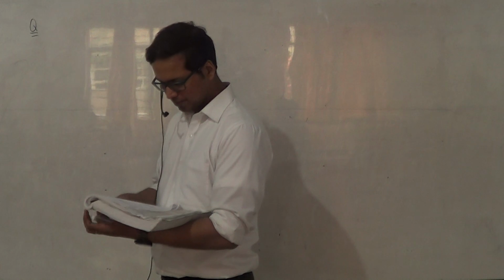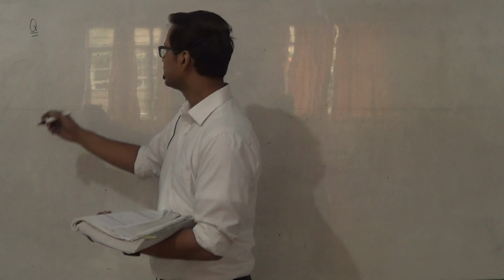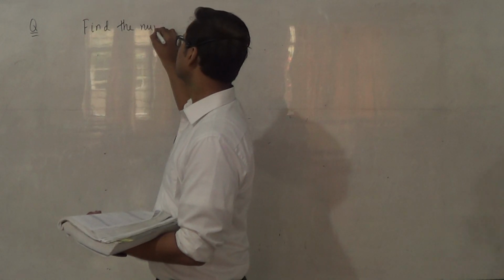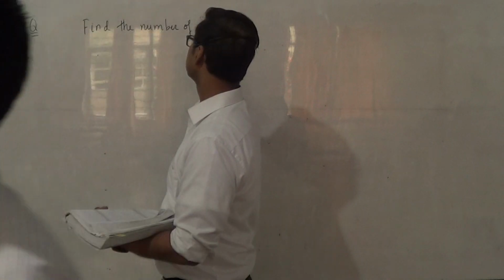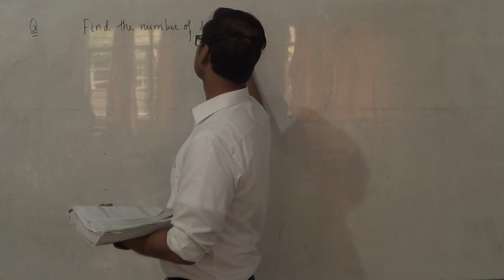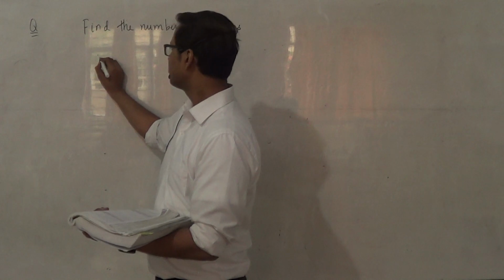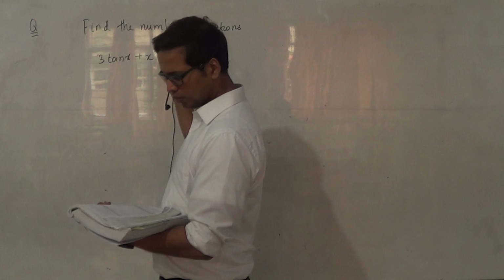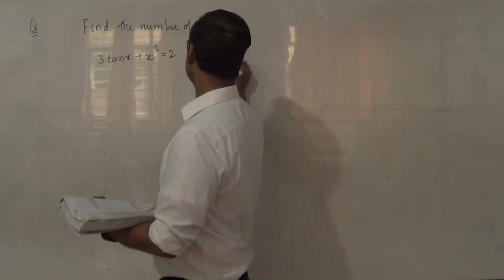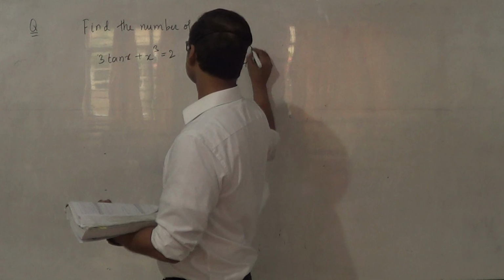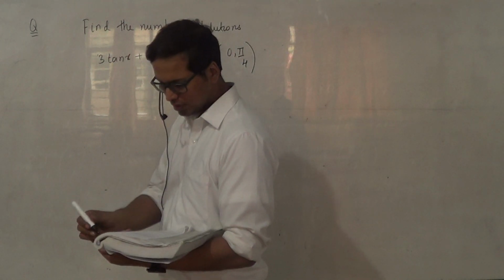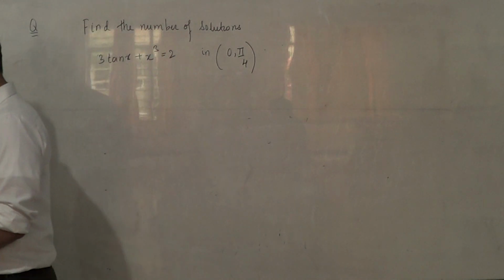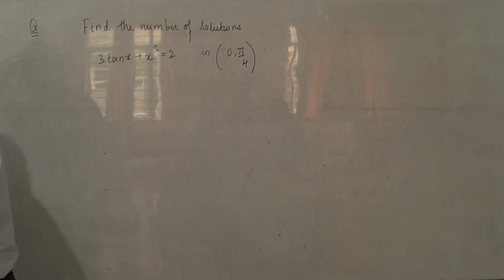Let's start with this question. Find the number of solutions of the equation 3 tan x plus x cube equal to 2 in the interval 0 to pi by 4.